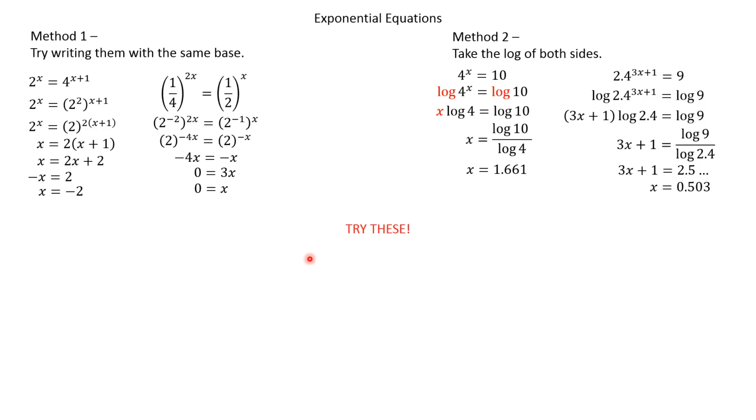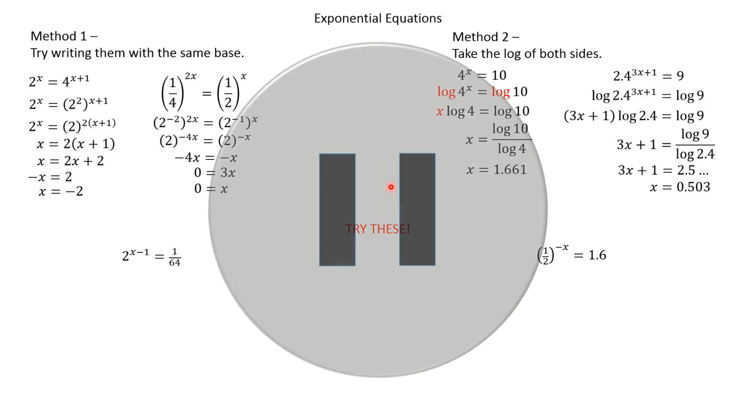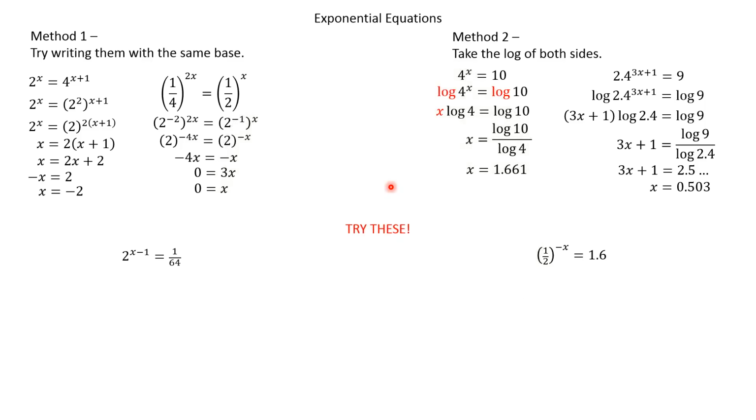So why don't you try a couple? The first one, 2 to the x minus 1 equals 1 over 64. Hint, use method 1. 1 over 64 is 2 to a power. Second one, 1 half to the negative x equals 1.6. I would use method 2 on this one because otherwise that's not going to be pleasant. So go ahead, pause this, and then come back to it when you're ready. Oh, sorry about that. All right, welcome back.